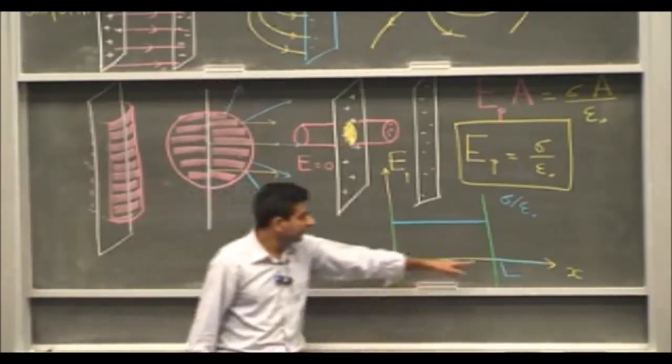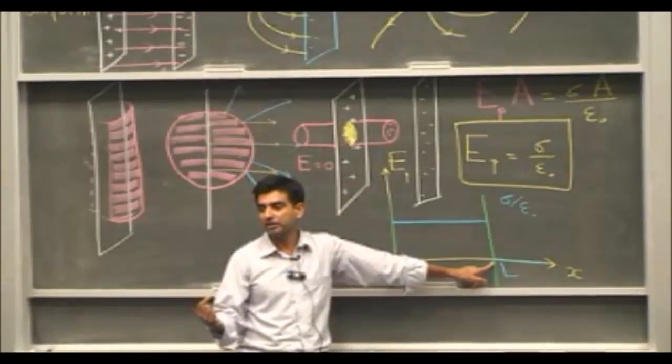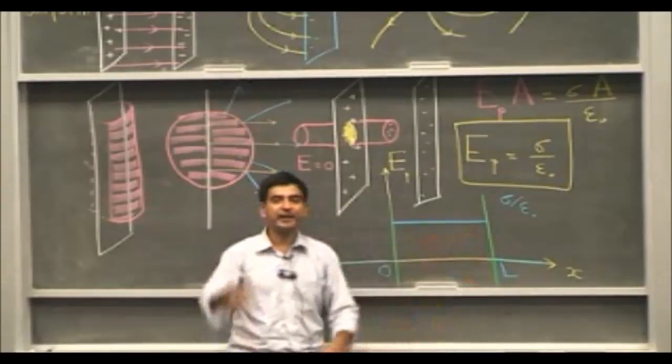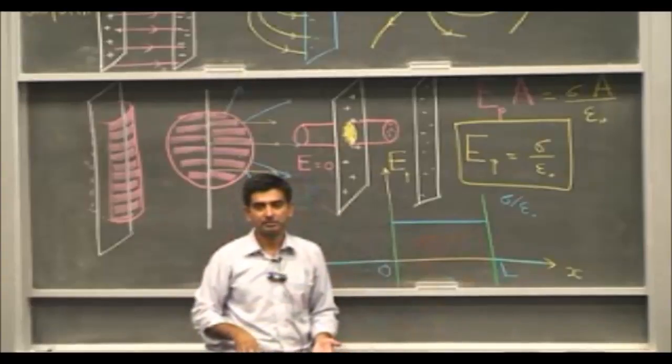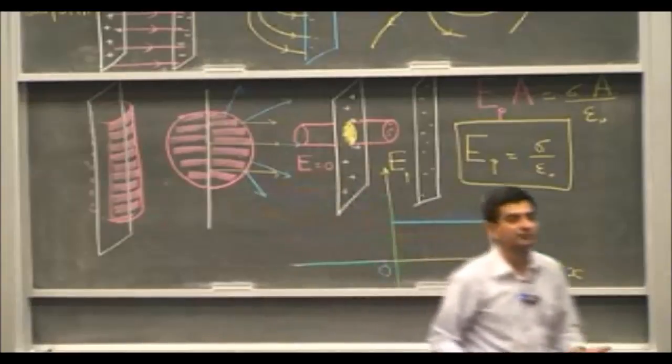Okay? Now here, what's the discontinuity? Minus sigma over epsilon naught. Because you're going from positive to negative, it's a downwards jump. And that tells us that the surface charge density is minus sigma.